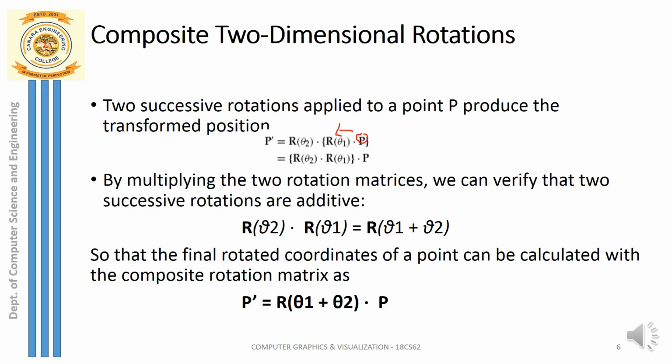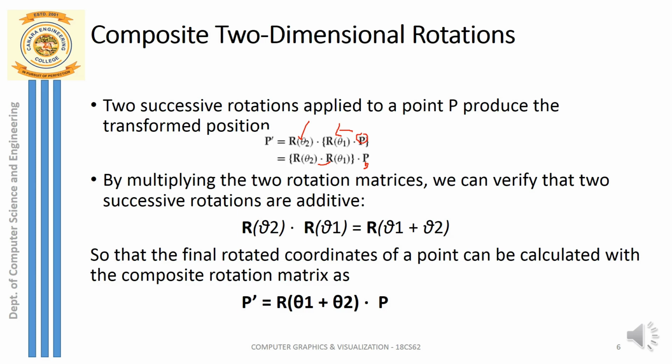Now the product of that, whatever you got, you can multiply with the rotation matrix with the angle theta 2, or else you can also multiply this way: the two rotation matrices you can multiply, and the resultant you can multiply with the point P. After you multiply these two rotation matrices with the two different angles theta 1 and theta 2, you can verify whether the two successive rotations you have applied are additive.